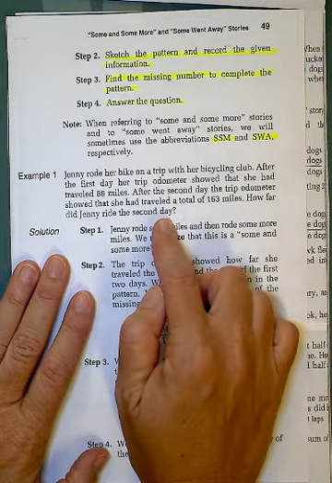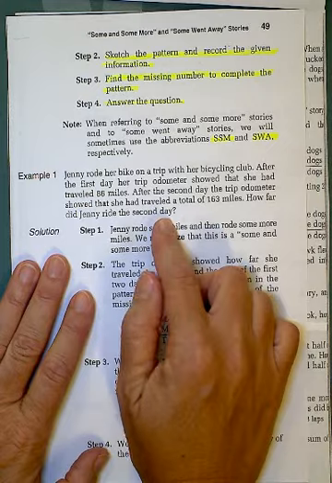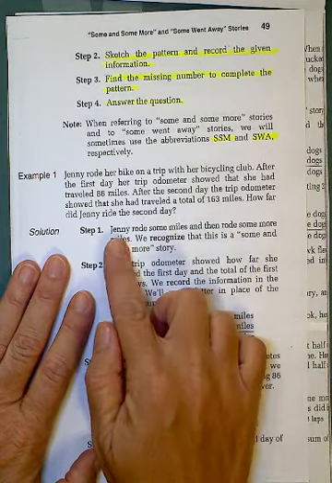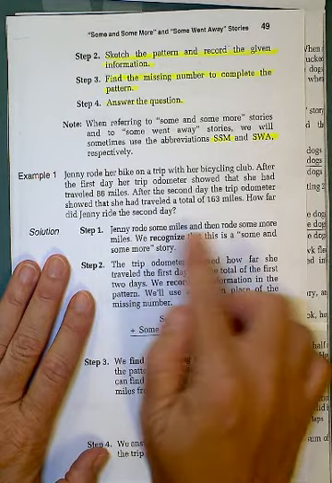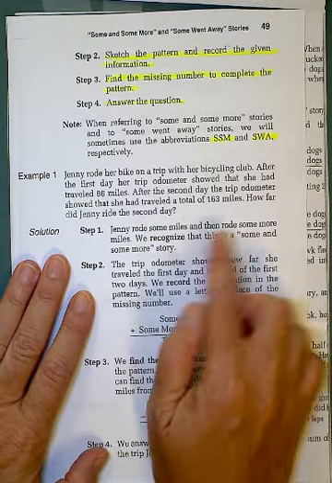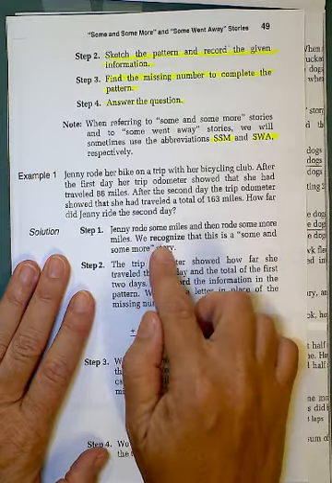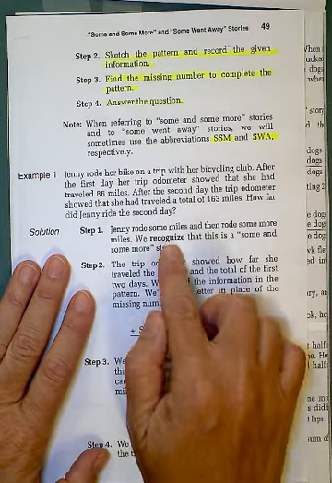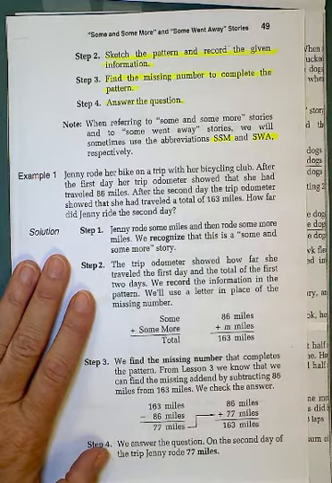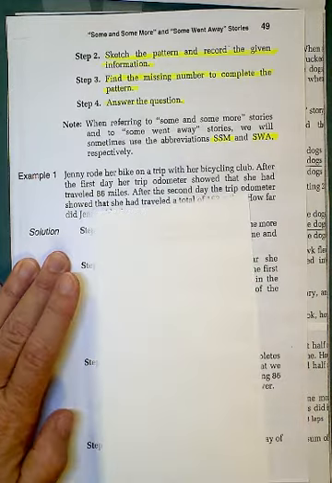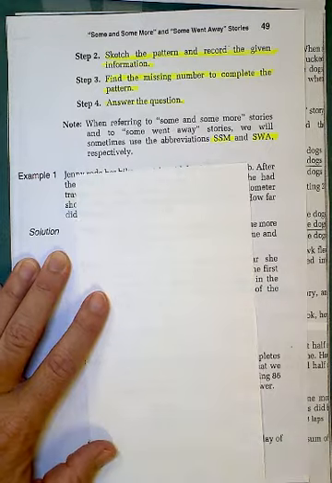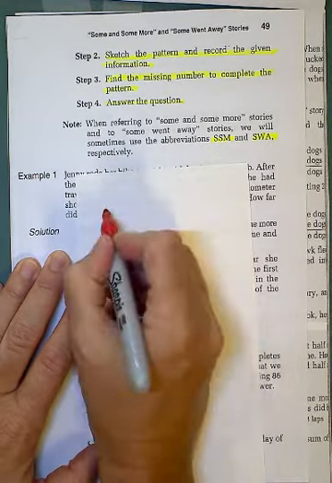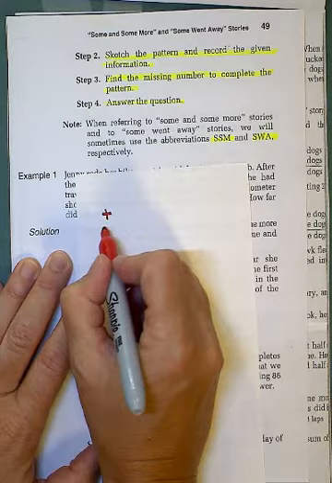First, let's figure out the plot of the story. Jenny rode some miles, then she rode some more, and she then rode a total number. So we recognize that this is a some and some more story. Now we're going to set up our pattern. A some and some more is going to be something with addition and a total.